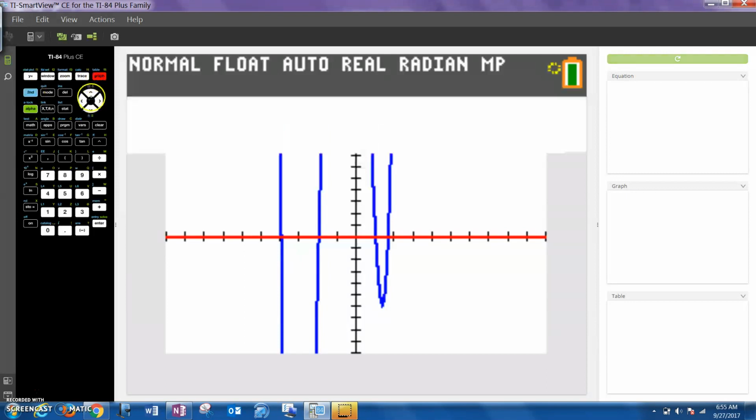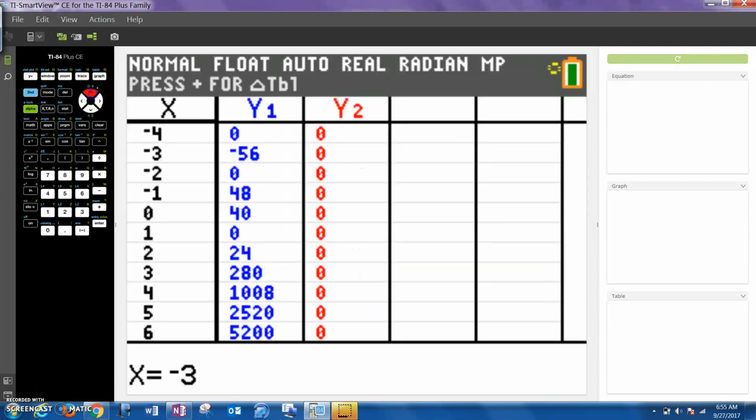To check, I go to my table. When x is negative 2 and when x is negative 4, those are 2 zeros. You could also see that 1 is also a 0. So there's 3 of them you could choose between. It doesn't matter. I'm going to use negative 4 and negative 2.